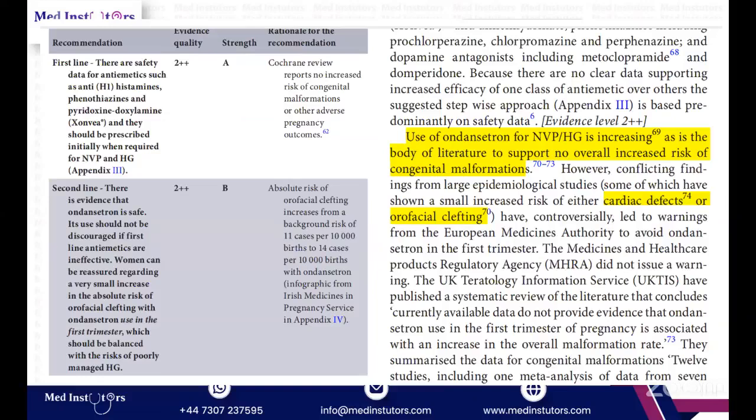Then come the other additional medications that should be given, and what the safety profiles are. First line, why is it called first line? Because it is safe to take in the first half of pregnancy. In the second line, we all know that ondansetron can cause orofacial defects and should not be taken. But we have discussed that MHRA did not warn us about this, and we can use it safely. And at the end of the guideline, they have given you a chart showing how common the problem is with ondansetron.